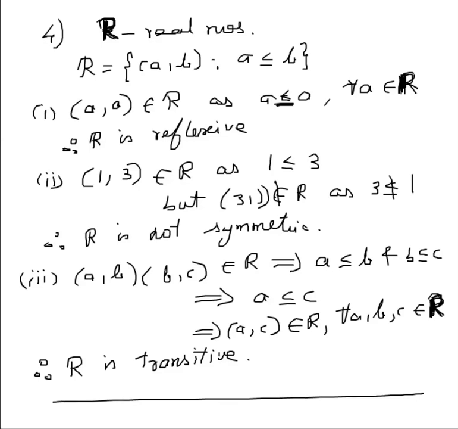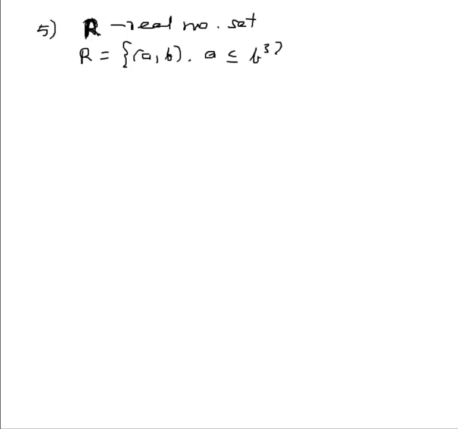Let's do the next question. Question number 5. Check whether the relation R in the real number set, which is bold R, defined by the given set, is reflexive, symmetric or transitive. The relation R is defined as the set of all (A, B) such that A is less than or equal to B cube.